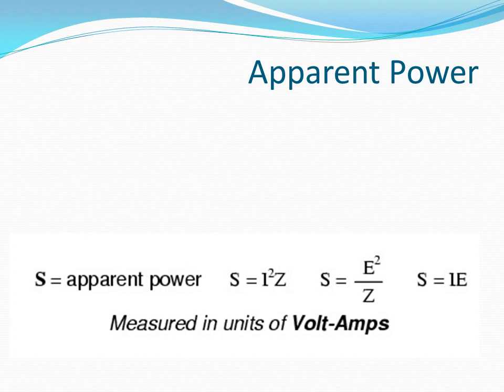And lastly, we have apparent power. It's the product of the square of the current, and this time the circuit's impedance. Alternatively, it can be found by multiplying the voltage reading by the current reading.